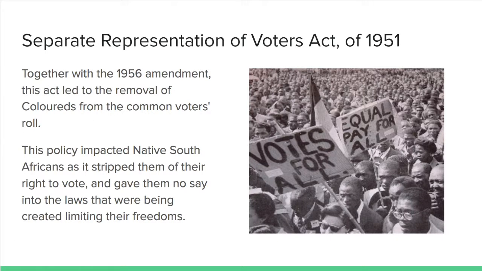Separate Representation of Voters Act of 1951. Together with the 1956 amendment, this act led to the removal of coloreds from common voter rolls. In this picture, it depicts protesters holding a sign, "Votes for All." This policy impacted native South Africans as it stripped them of their right to vote and gave them no say in the laws that were being created, limiting their freedoms.